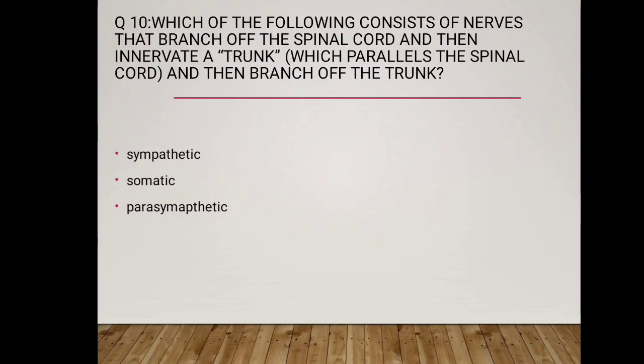Question number 10. Which of the following consists of nerves that branch off the spinal cord and then innervate a trunk which parallels the spinal cord and then branch off the trunk? Options are sympathetic, somatic and parasympathetic. The right answer is sympathetic.